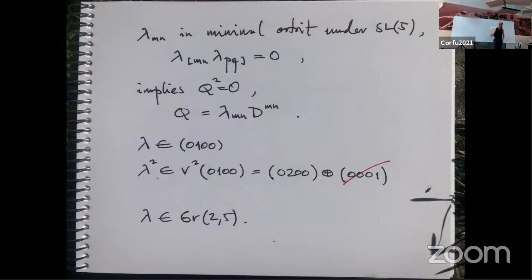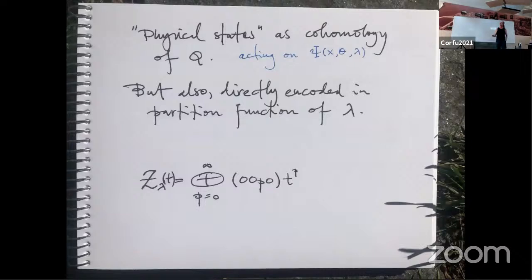So let me introduce some notation here. This is the Dynkin label for lambda, and lambda squared would be in the symmetric product, but we take away this one and we just have this one. This is, of course, a well-known manifold. It's a Grassmannian, or actually it's a real cone of the Grassmannian, or complex. You can keep this real in this case. So physical states will arise as cohomology of Q.